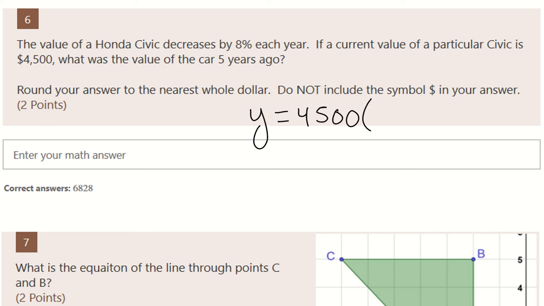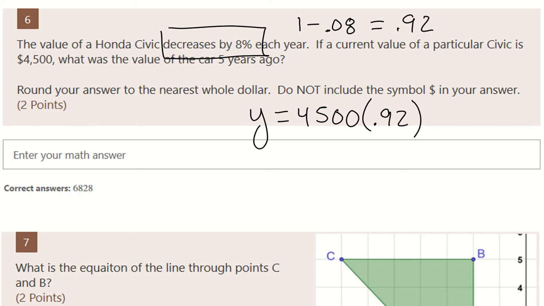$4,500 times. Now, because we are decreasing by 8%, my multiplier is going to be 1 minus 0.08, right? 1 minus 0.08, which is 0.92. If we were told it was increasing by 8%, then I would add the 0.08 and it would be 1.08, but it's decreasing by 8%, so my multiplier is 92%. That means each year that goes by, I'm preserving 92% of the value of the car, but 8% of it's going away. And then this is raised to x, the number of years I have. Now, if 0 year is right now, then when x is 1, it'd be next year, and x is 2, it's 2 years from now. If x was 5, it'd be 5 years from now.